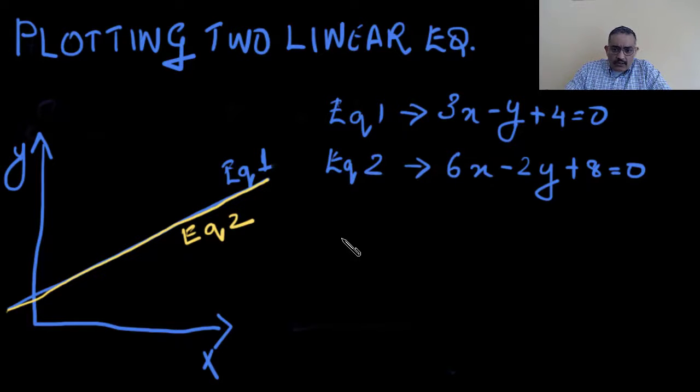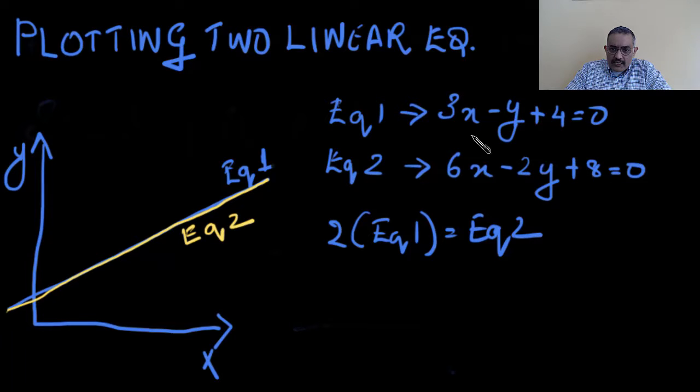Why? Because you can see that 2 times equation 1 equals equation 2, because 2 times 3 is 6, 2 times negative 1 is minus 2, and 2 times 4 is 8. So if you multiply all sides of equation 1 by 2, you're going to get this equation. Alright? So therefore, if you try this at home and plot this, you're going to get exactly the same line. Now, what is the most important point to understand here?